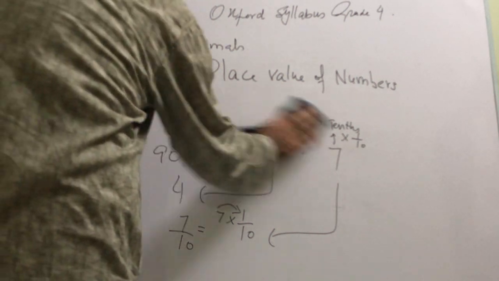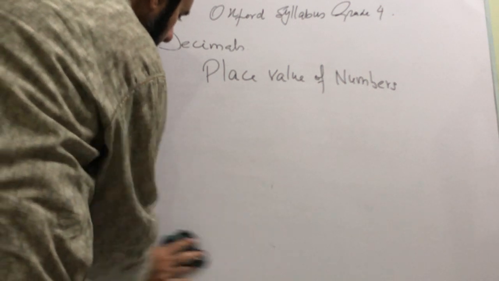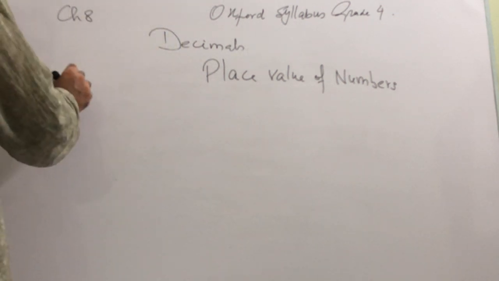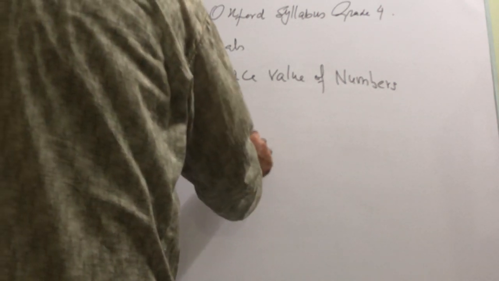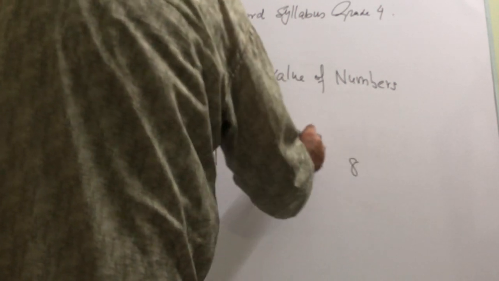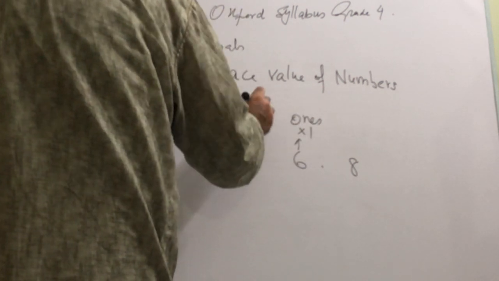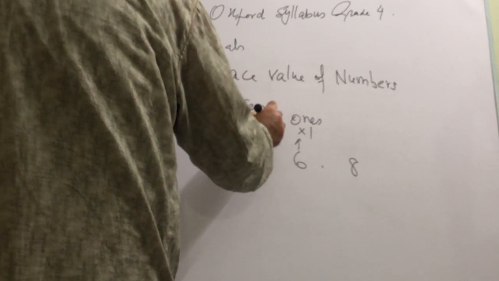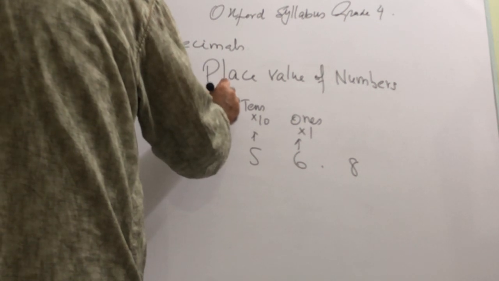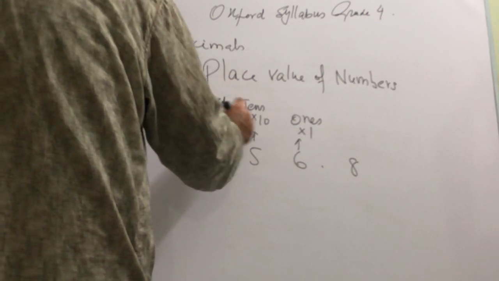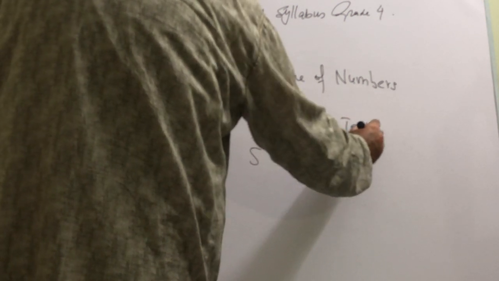Now, we will be doing the last part of this question, which is part number D, which is 456.8. This is ones. We multiply with the 1 to get the place value. This is tens. We multiply with the 10. This is hundreds. We multiply with the 100. This is tenths. We multiply with 1 over 10.